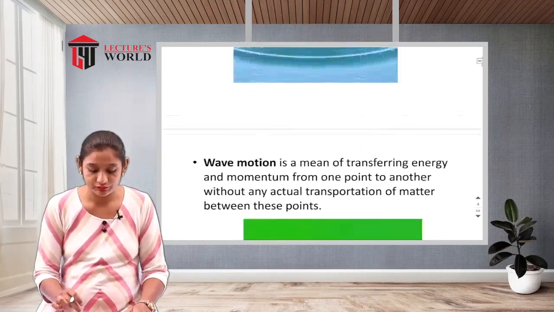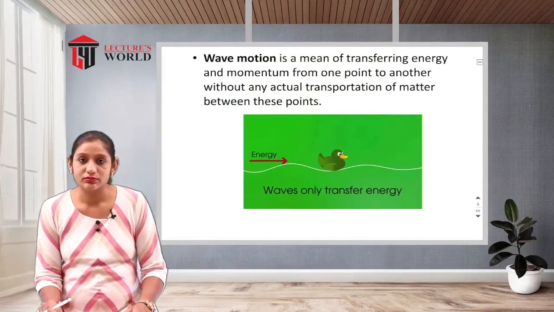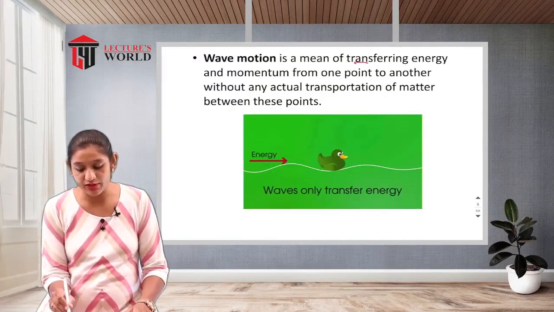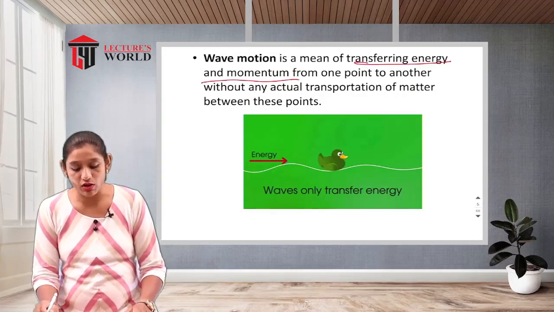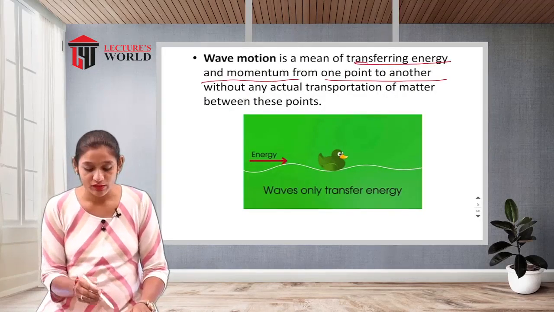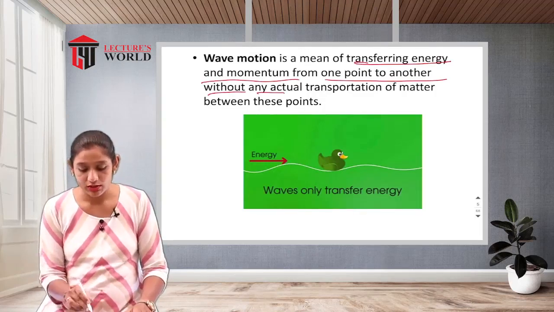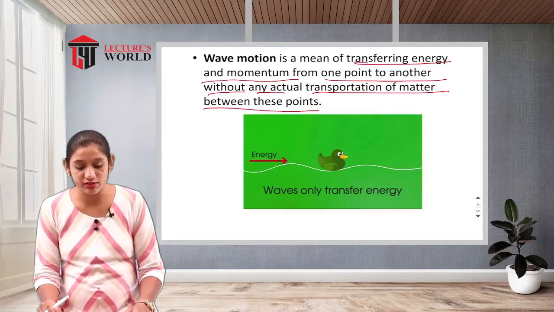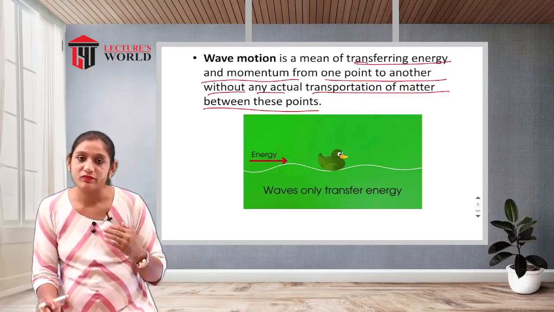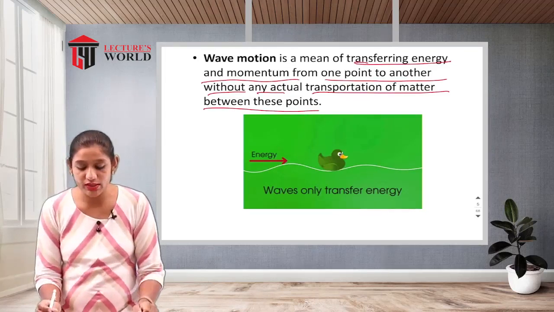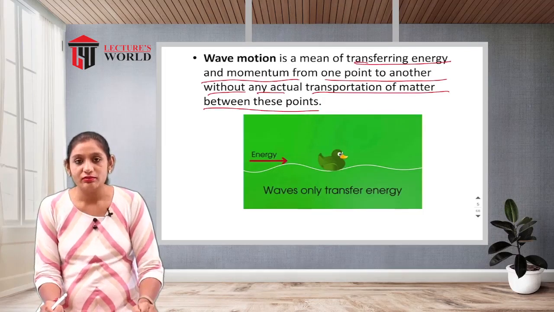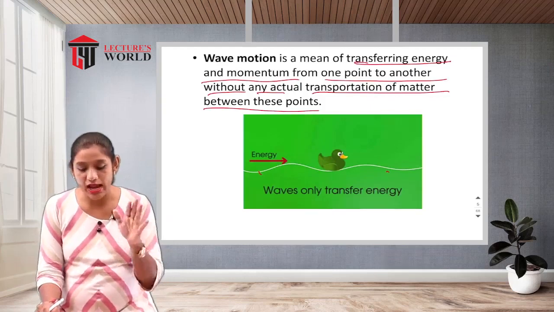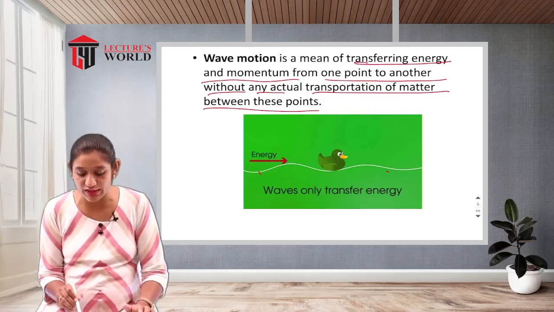Next one, wave motion. What is wave motion? It means transferring energy and momentum from one point to another without any actual transportation of matter between these points. Wave motion is a transfer from one place to another, moving energy and momentum from one point to another without actual transport. This is not actual transport; this is waves.